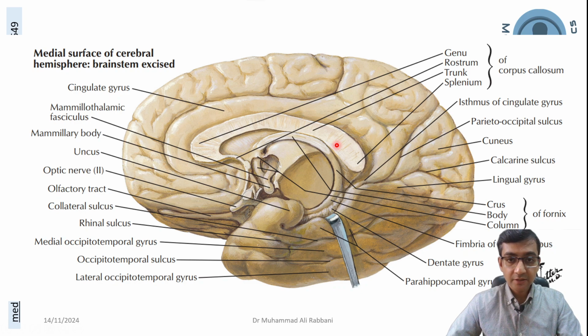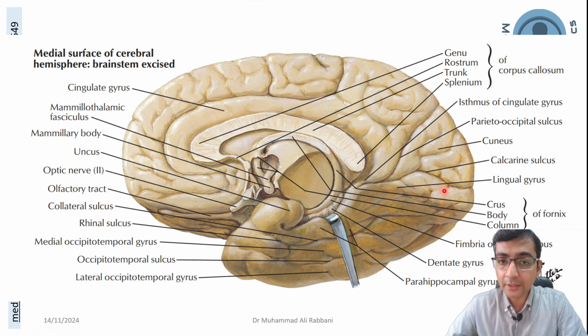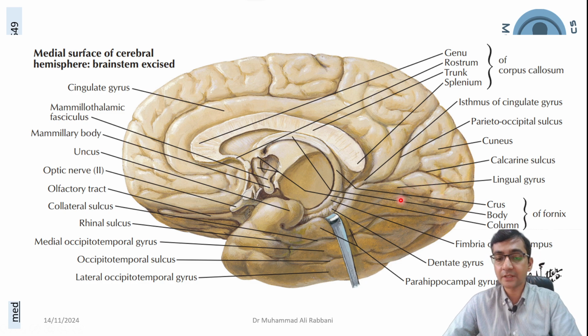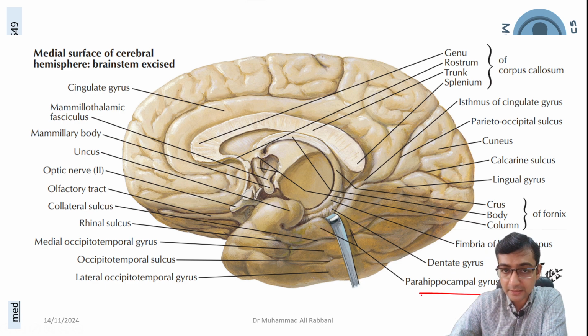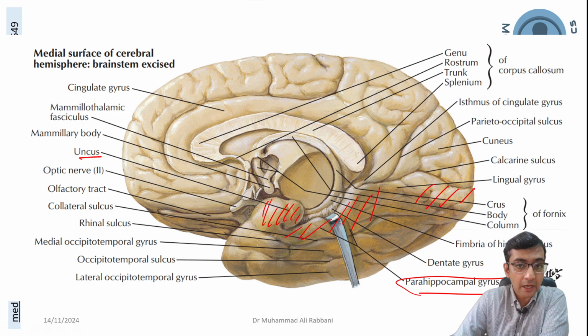If you continue to see it downwards, you will see the structures that are present on the inferior aspect. Here you can see below the calcarine sulcus this lingula, and lingula extends on the inferior surface and continues as the parahippocampal gyrus. This is the parahippocampal gyrus, and its extension in front bends like a knuckle, and that is called uncus.